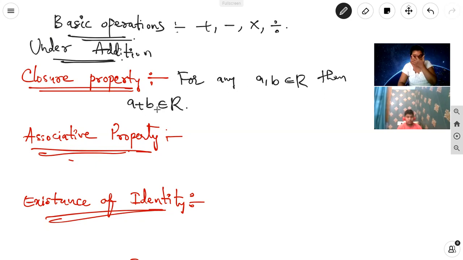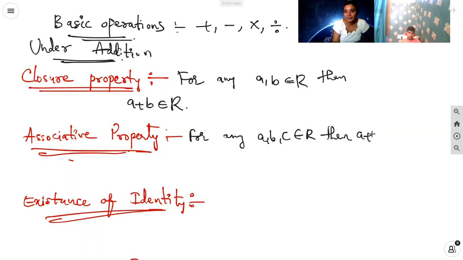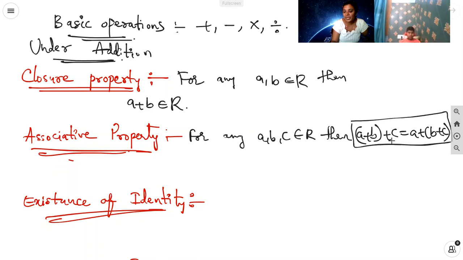What is the closure property? For any two elements belonging to a set, the addition of the two elements also belongs to the same set. So the set satisfies the closure property. Associative property means for any a, b, c belongs to capital R, then a plus b plus c equals a plus of b plus c. That is the associative property.